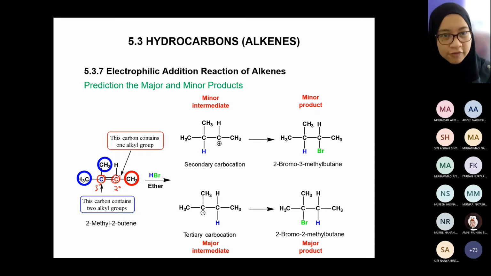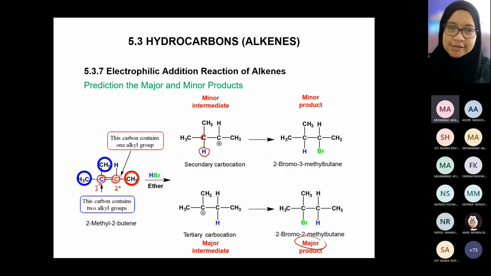Ni dia tak follow Markovnikov, dia anti Markovnikov. Markovnikov cakap apa? Hydrogen akan masuk dekat carbon that has more hydrogen attached to it. Tapi yang secondary carbocation ni dia tak follow. Hydrogen masuk dekat carbon yang tak ada hydrogen dekat carbon tu. Okay? So ni tak follow Markovnikov. Bila tak follow Markovnikov, dia jadi minor. Yang follow Markovnikov akan jadi major product.